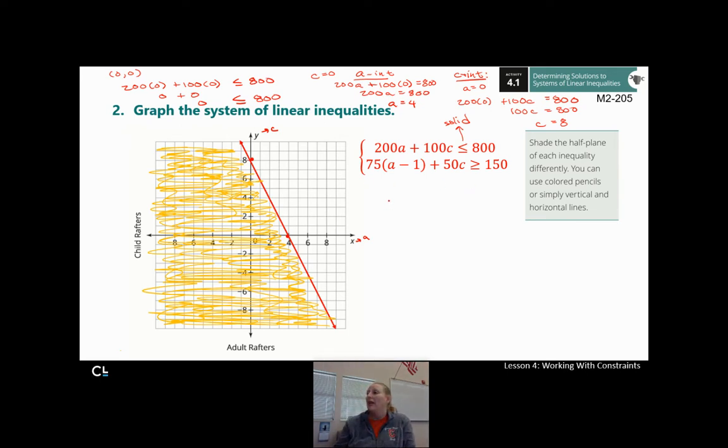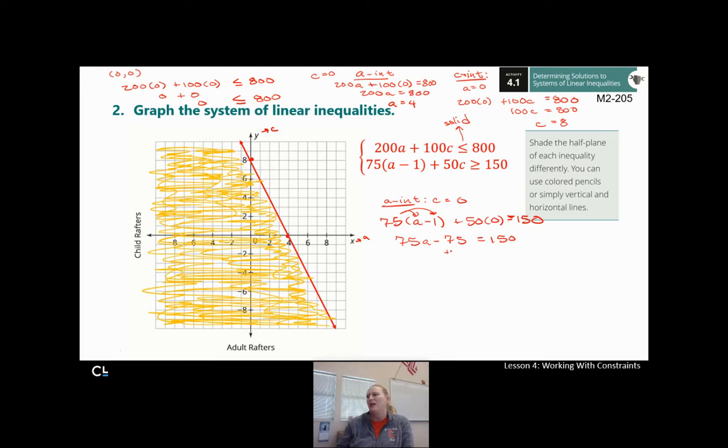So again, let's find our a-intercept, right? Where we're like, okay, c equals 0. So 75 times a minus 1 plus 50 times 0 equals 150. So we can find our boundary line. Of course, I can distribute the 75, so I'm going to do that. So I have 75a minus 75. 50 times 0 is 0, so that's gone.